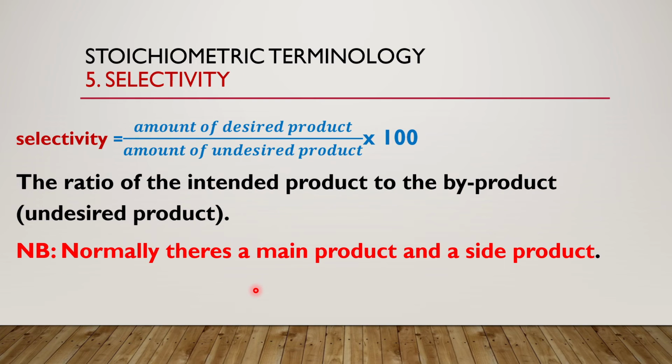And then the fifth one, we've got selectivity. Selectivity is actually self-explanatory. It's the ratio of the amount of desired product to the amount of undesired product. Normally it's not necessarily an undesired product, but a side product or a byproduct that is produced in that particular reaction. So you take the ratio of your main product that you want divided by the byproduct, so that you get the selectivity ratio.